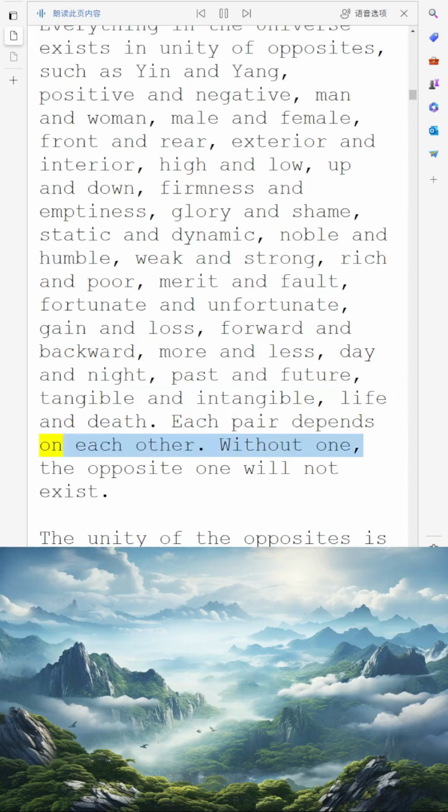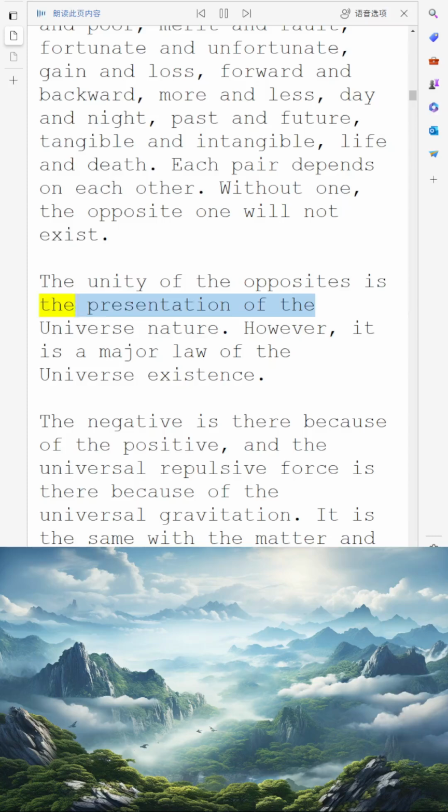Each pair depends on each other. Without one, the opposite one will not exist. The unity of opposites is the presentation of the universe's nature. Moreover, it is a major law of the universe's existence. The negative is there because of the positive, and the universal repulsive force is there because of universal gravitation.